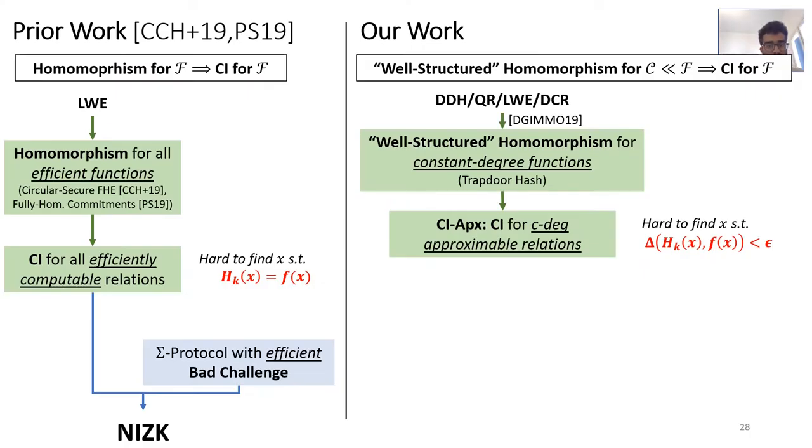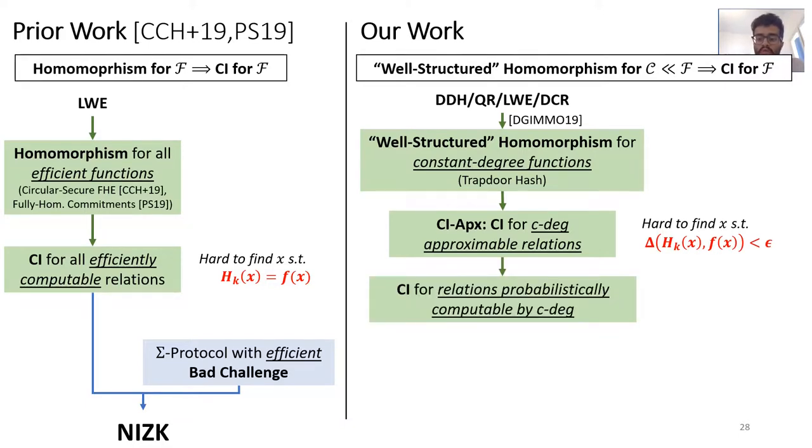Good. So now we know that we can get a CI for approximable constant degree relations based on trapdoor hash from DDH, QR, LWE, or DCR. And I'm not going to go through the details of this transformation, but you will have to believe me that using such a notion of CI, we can get correlation intractability for all functions that we can approximate using constant degree. And let's be a bit more formal.